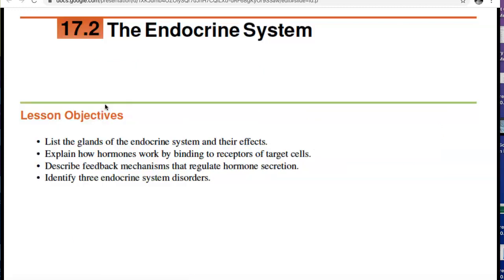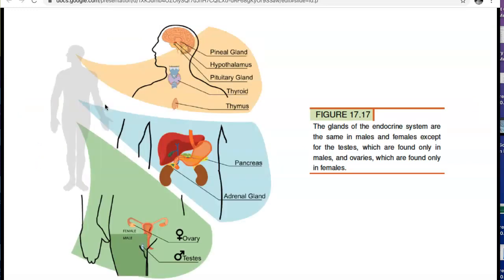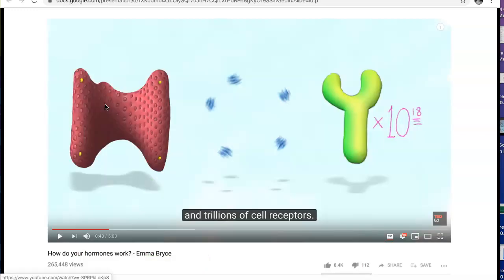Now, the endocrine system is another way. So the nervous system is a way of signaling all the muscles in our body to move or not move. Or the endocrine system, 17.2, are the glands and their effect on different organs. So this is another way that we can signal in our body. Electricity is the one way with millivolts, and the endocrine system is another way, but we use chemicals called hormones to signal how organs should work. So here are the major organs: pineal, hypothalamus, pituitary, thyroid, thymus, pancreas, adrenal, and ovary and testes, the sex hormones.